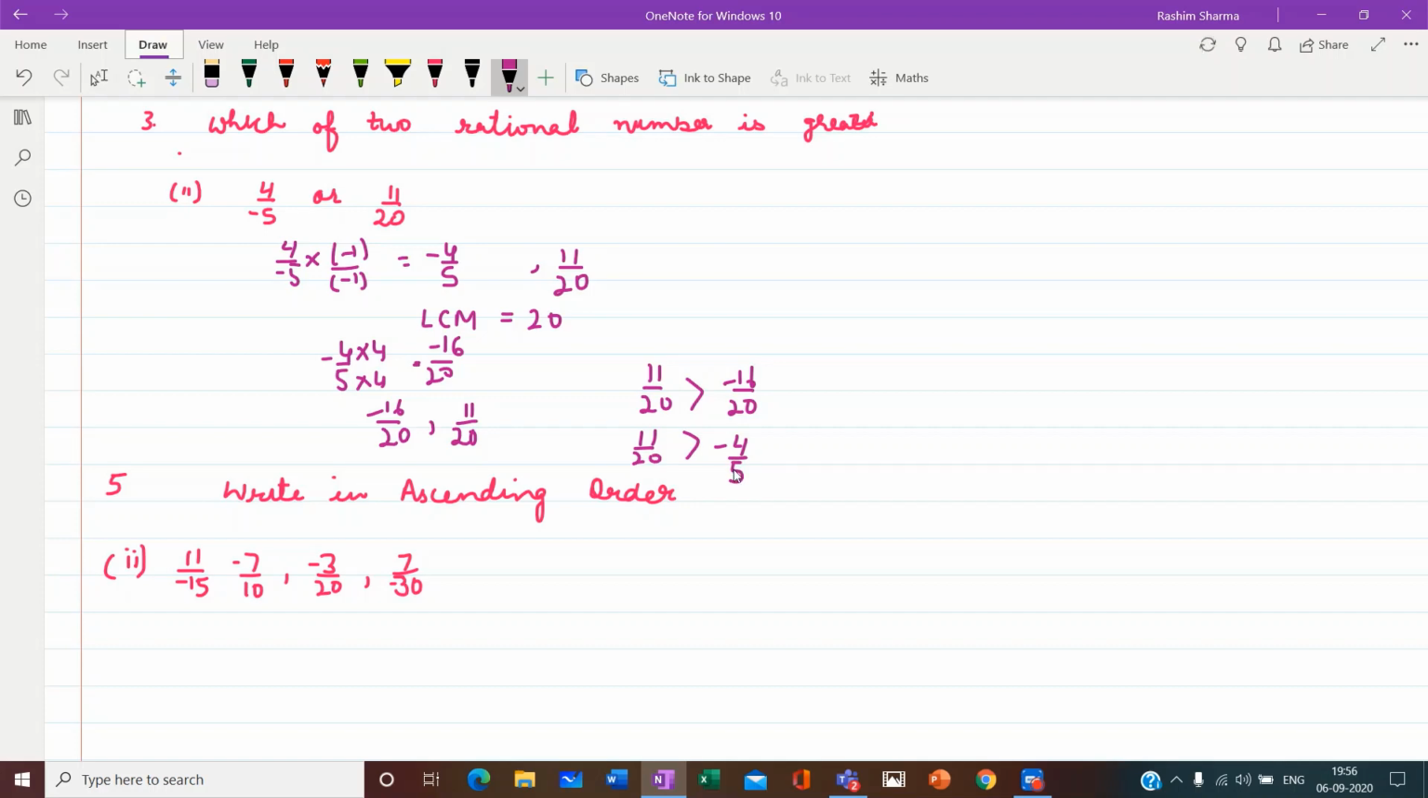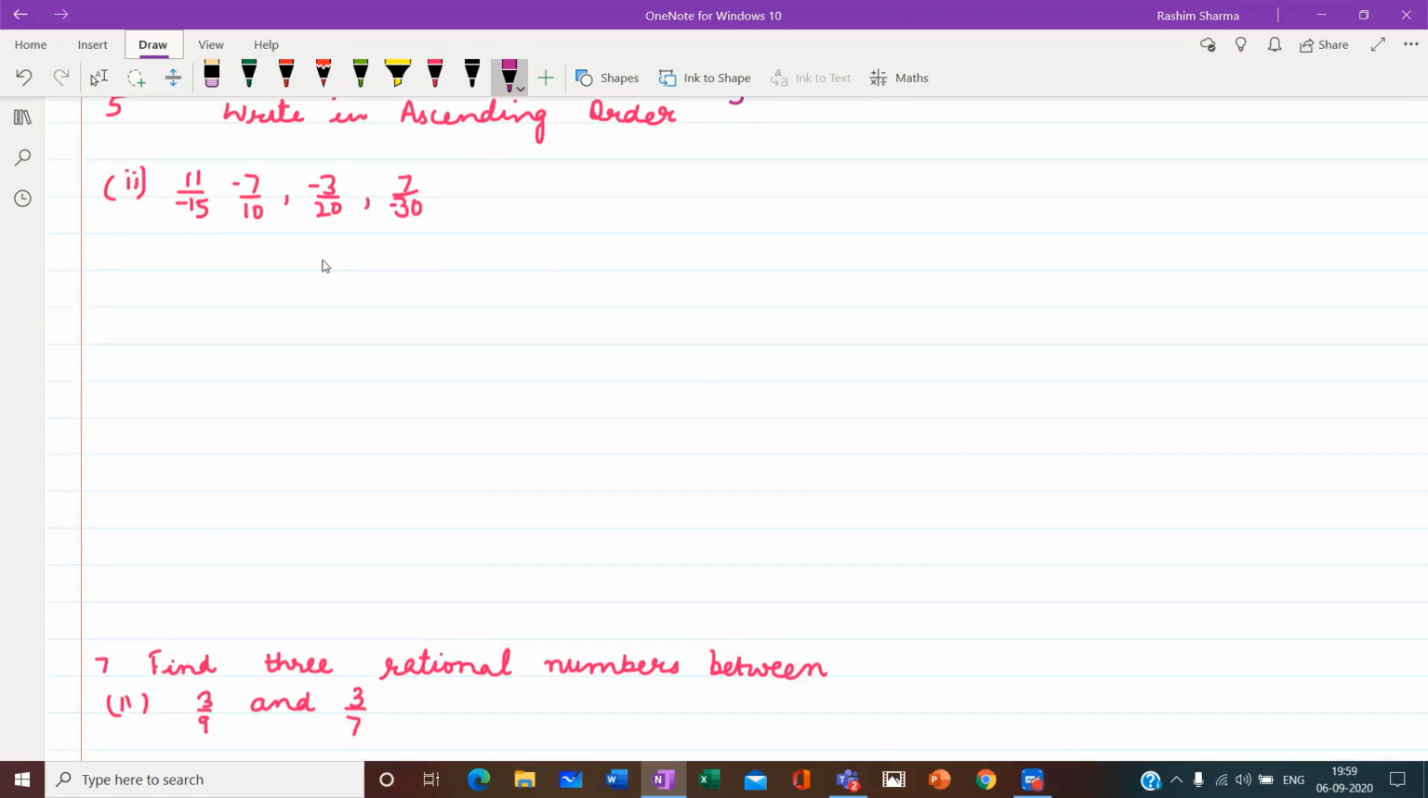Alright. Question number 5 is write in ascending order. The numbers are 11 on minus 15, minus 7 on 10, minus 3 on 20 and 7 on minus 30. Now we know in the first step we need to change the denominator to positive numbers.